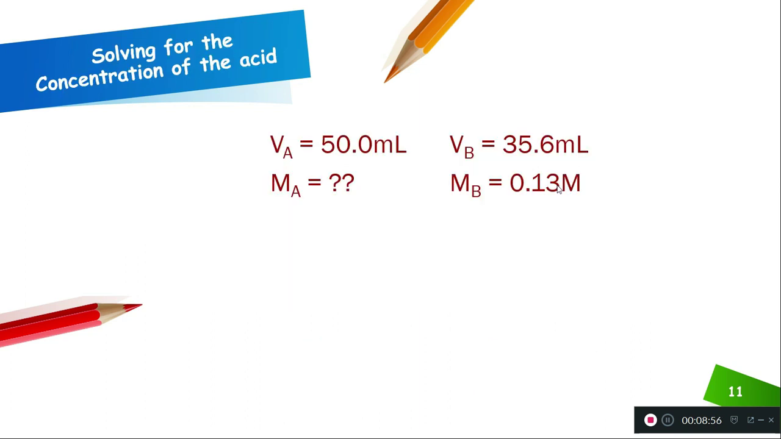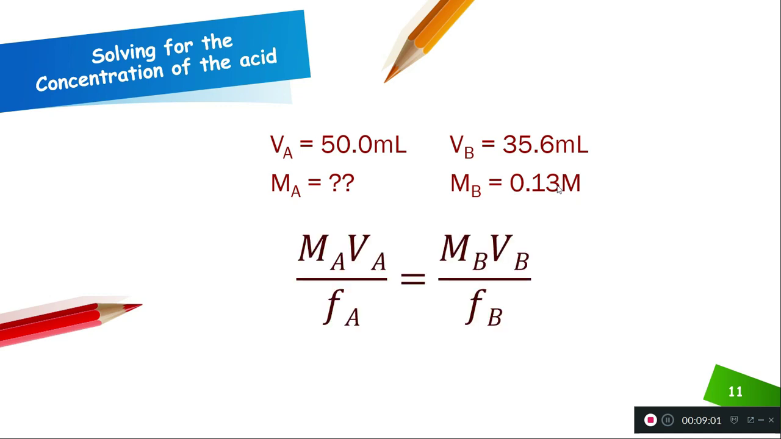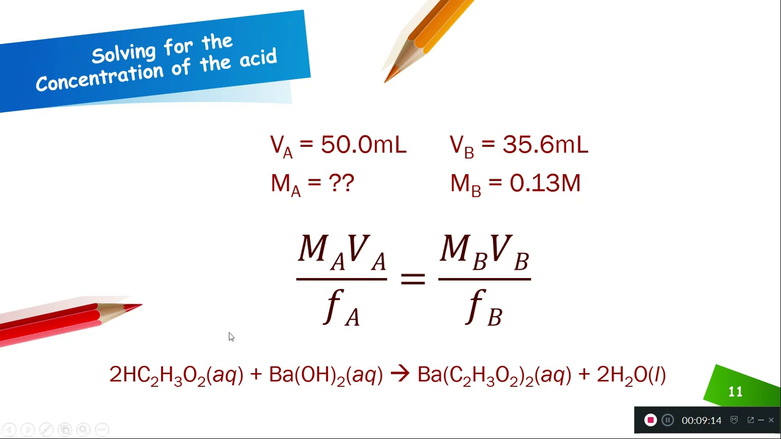So I take the dilution equation, MV over F equals MV over F, and I need the coefficients, so I need a balanced chemical equation. Where this is different from the previous examples, a reaction is taking place. So here it is. It takes 2 acetic acids for every 1 barium hydroxide to make barium acetate and water. So I need to have 2 to 1. My coefficient for my acid is 2, and my coefficient for my base is 1. So my F's are 2 and 1.